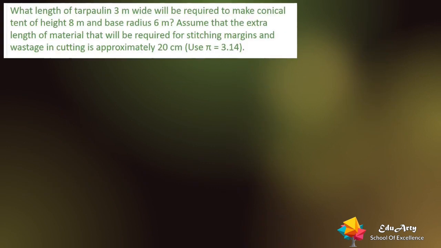Now see what is given to you. They have given us: what length of tarpaulin 3 meters wide will be required to make a conical tent of height 8 meters and base radius of 6 meters. Assume that the extra length of material required for stitching margins and wastage in cutting is approximately 20 centimeters.